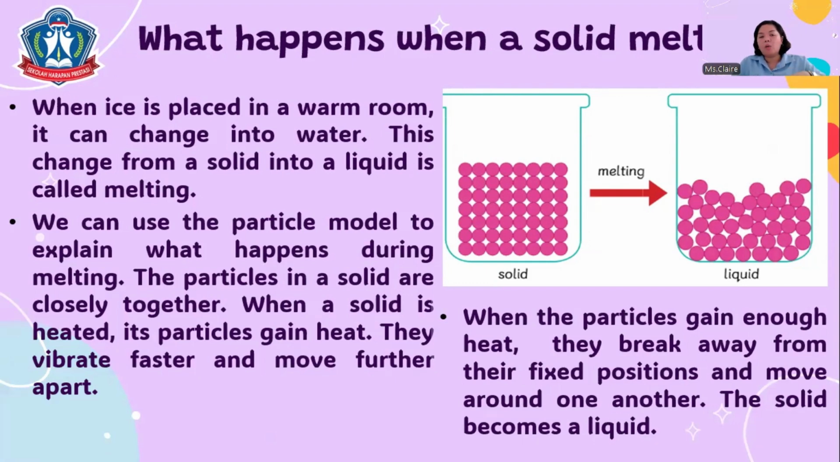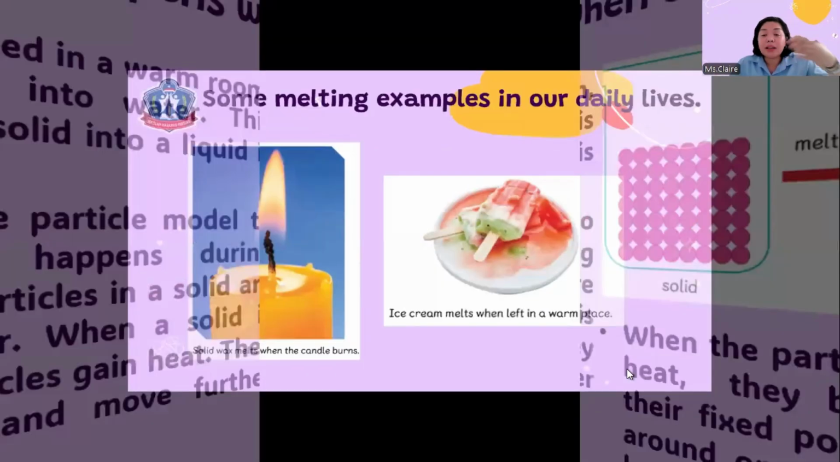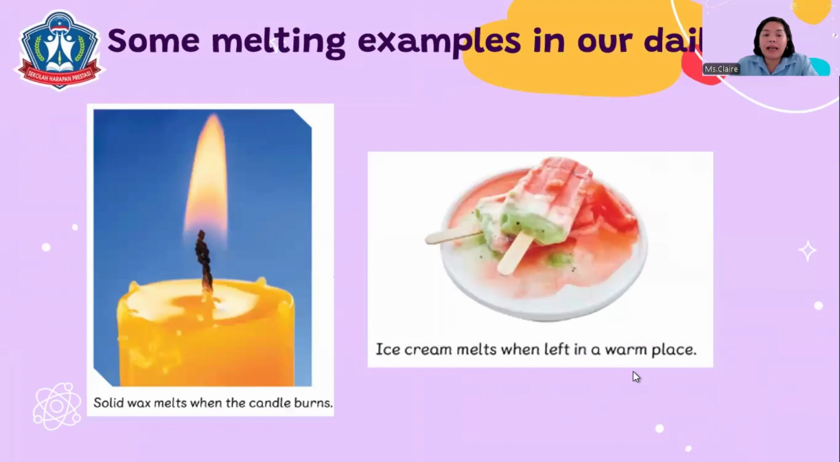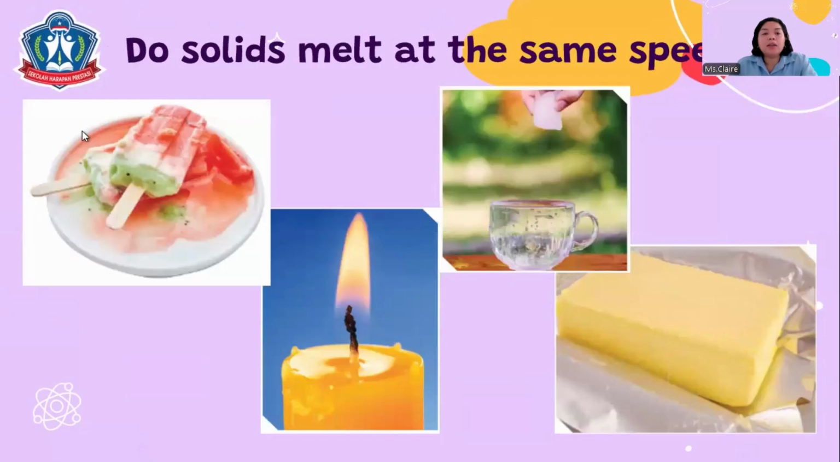That's the reason why the ice, a solid, becomes a liquid. Next, some melting examples in our daily lives. We have melting a candle. A candle is made from wax. If we burn the candle, it will melt. And also ice cream will melt in a warm place. Do you think two solids melt at the same speed? Do all solids melt at the same speed? Share your answers during our class.